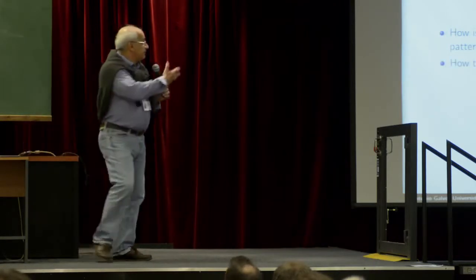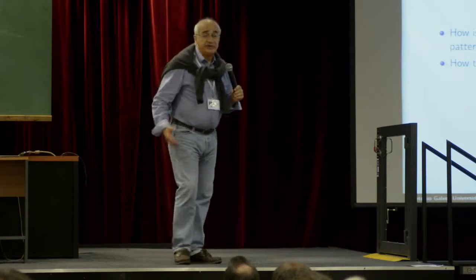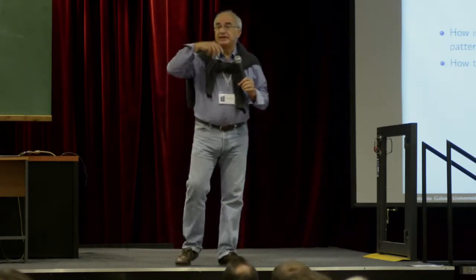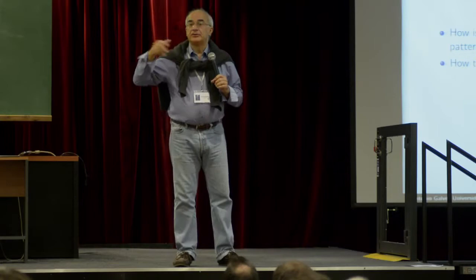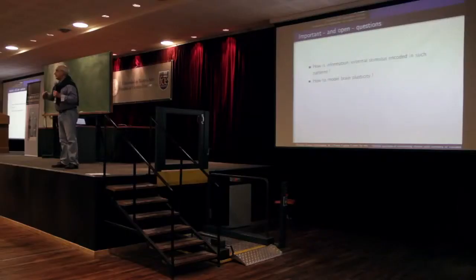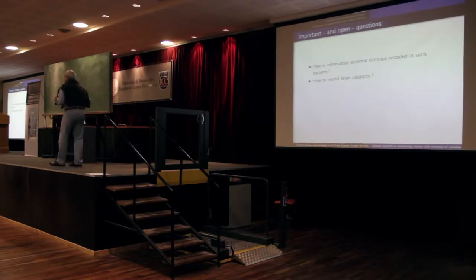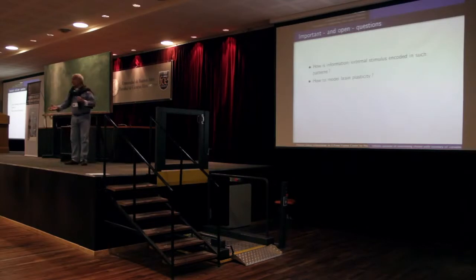The second basic question is how to model brain plasticity. You know the brain is able to create new connections, and it does it all the time. That's how we learn, and that's how we recover from a brain stroke, for instance. And we don't know how to model brain plasticity really.